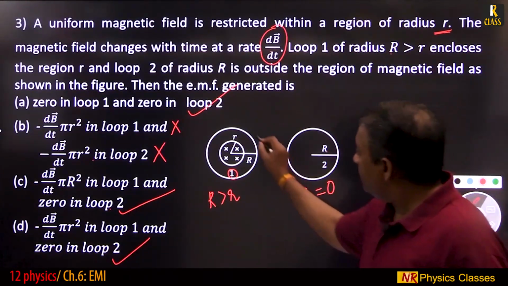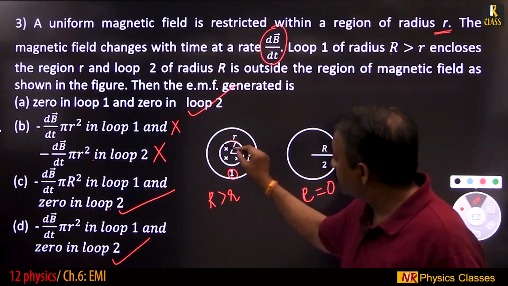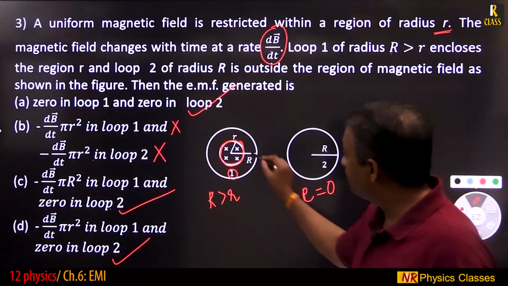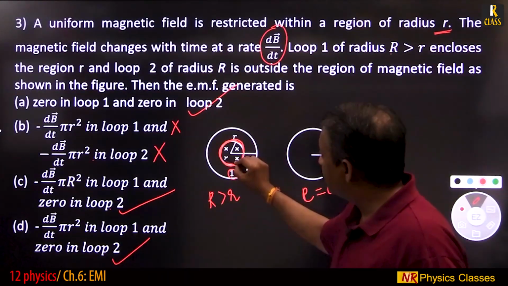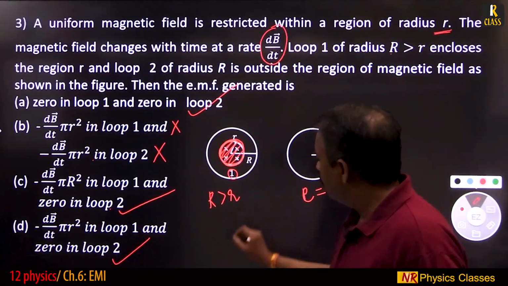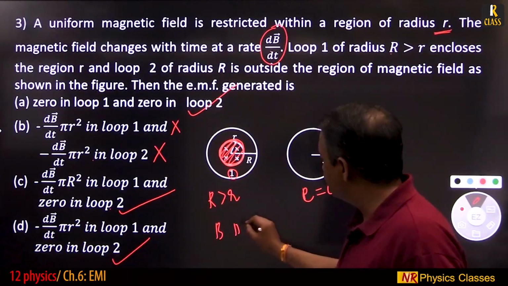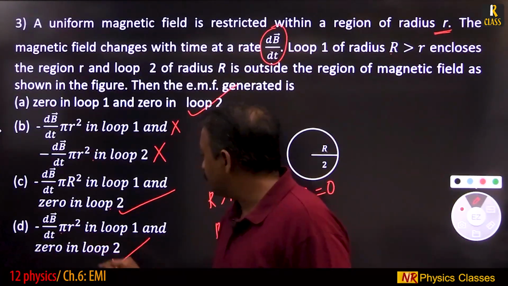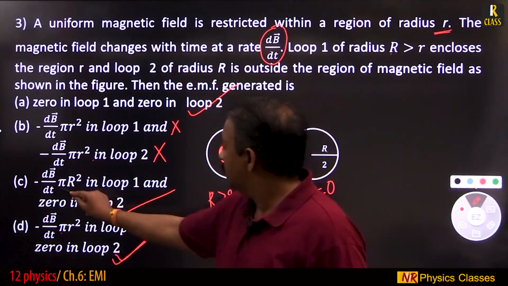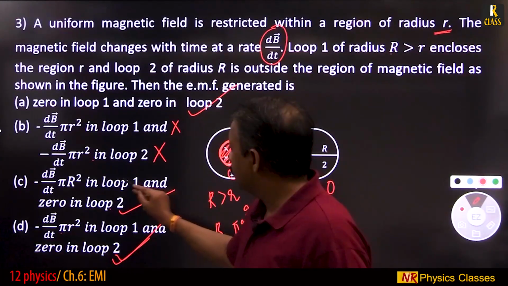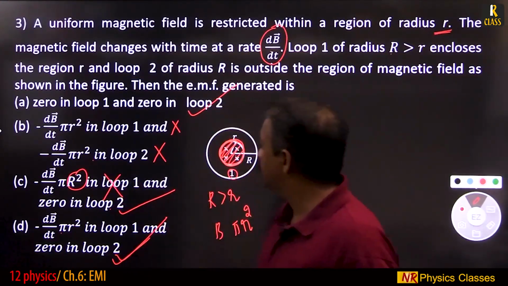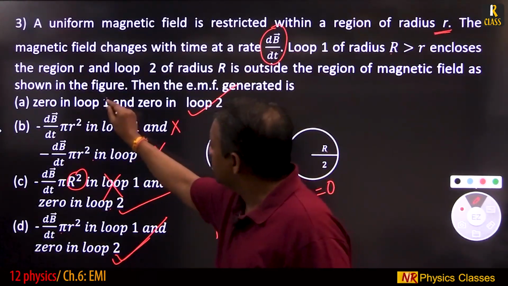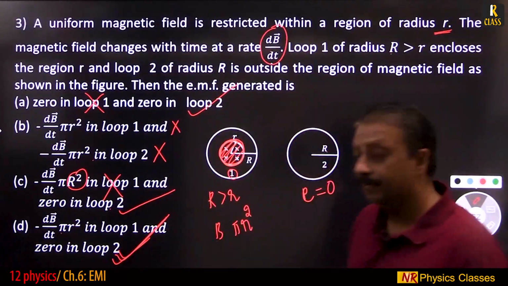Now, in loop 1, change in flux is only in this region. So when we are finding EMF, we have to consider flux, which means magnetic field into area of this region. The area of this region is pi r square, small r. Pi r square in loop 1. Capital R? No, this is already gone. It is not 0 in loop 1. So this is the answer.